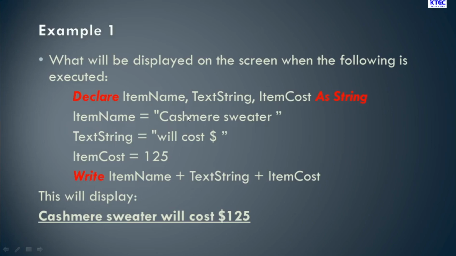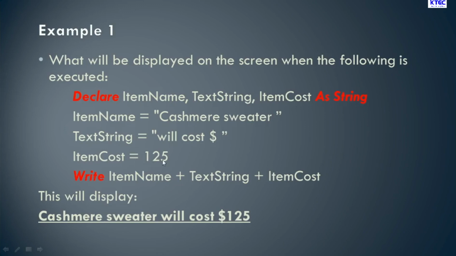So item name is equal to cashmere sweater. Whenever the computer sees this cashmere sweater with this assignment operator, it takes the cashmere sweater and puts it inside here. So whenever you call the item name, you only see cashmere sweater. Now the second one, text string, and then will cost. So we are putting another string inside here. Whenever we call this text string, what we see inside is will cost, the dollar sign. The third one, item cost. With the item cost, we are setting it equal to 125.